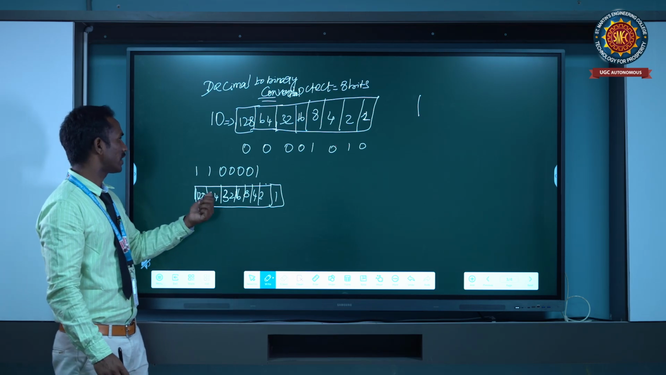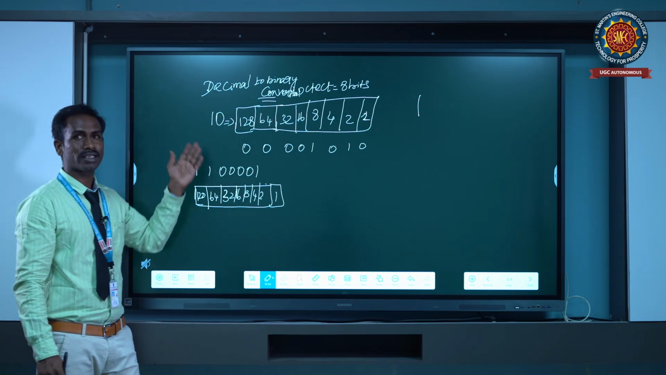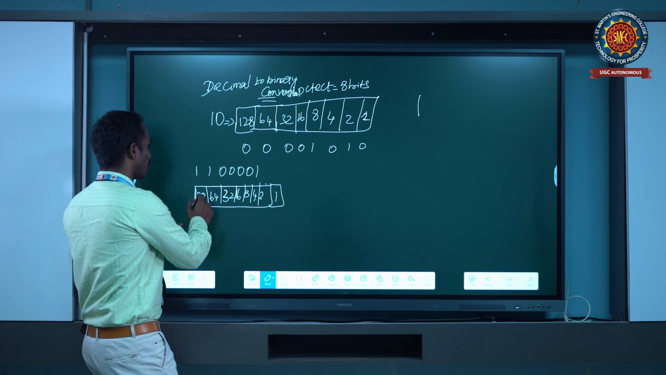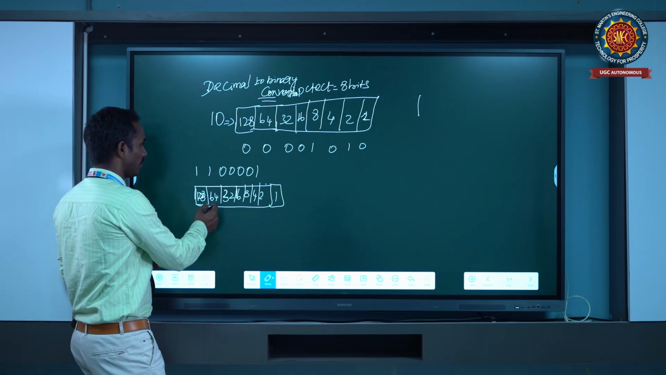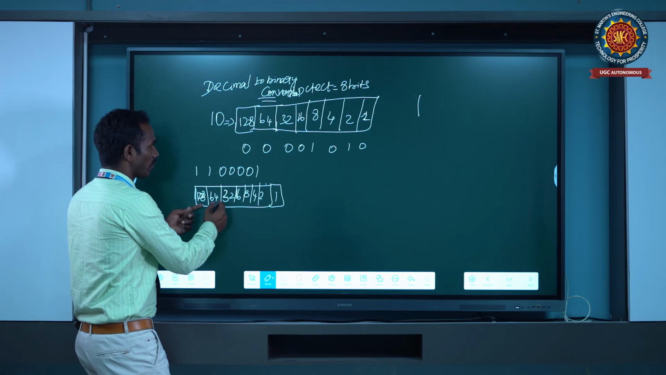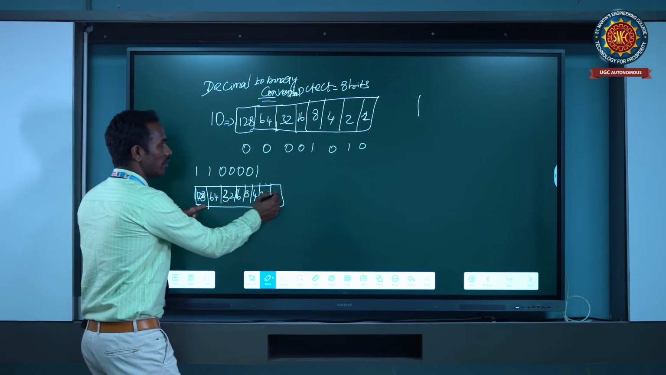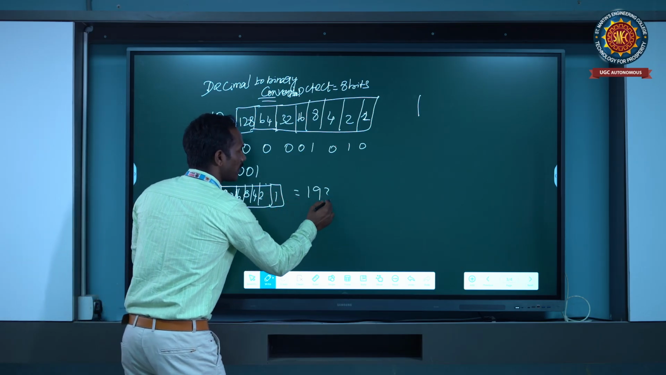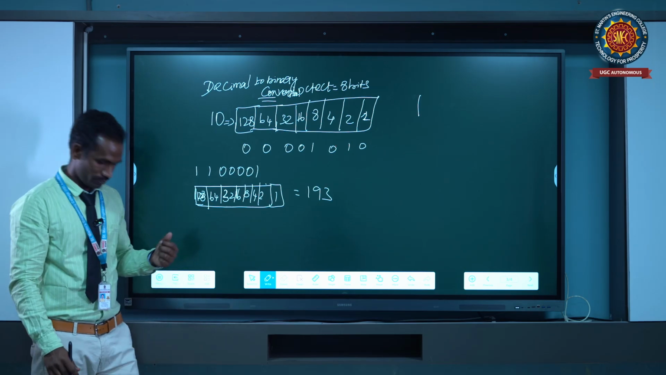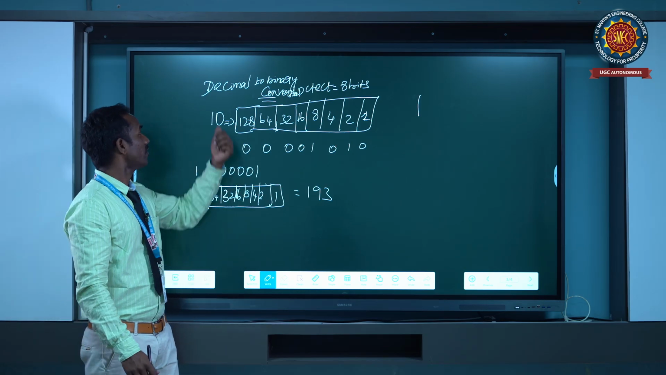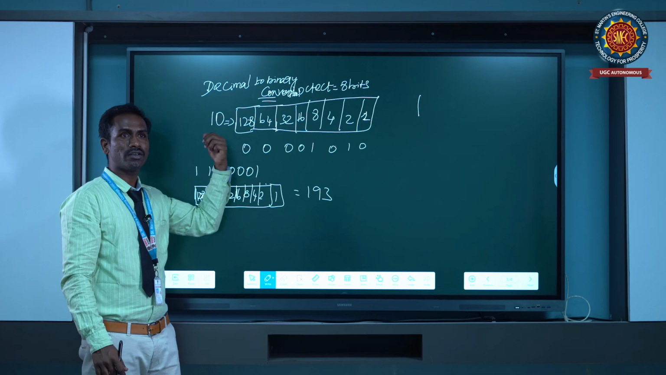So how to convert that binary to decimal value? 128 and 64 are the values, that gives 192, and 192 plus 1 gives the value 193. That is the decimal value. So that is the conversion of decimal to binary and binary to decimal.